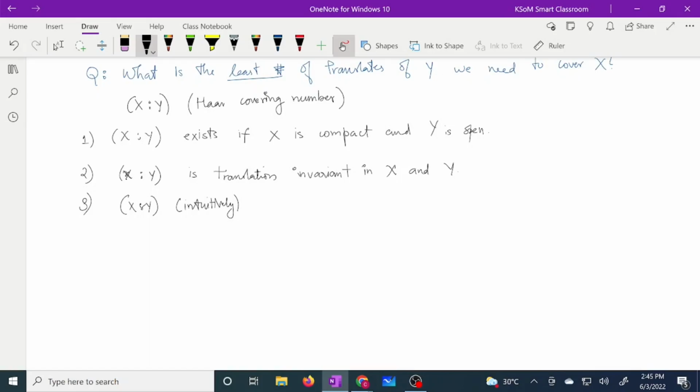No, I am fixing X, and Y is also fixed. This number depends on both X and Y. We will change Y soon, but we cannot change Y just like that. We'll soon get there. If you add one more translate of Y on the right side, then the number will change. No, this is the least number. That is why it is important, and that is why it is unique.